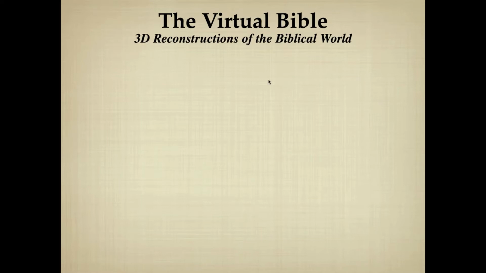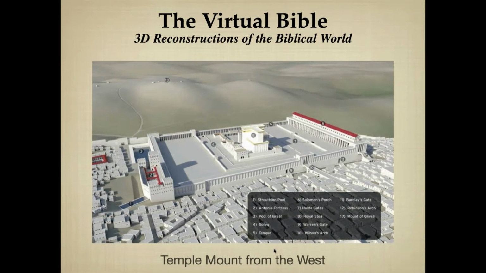This is another unique tool. This is called 3D Reconstructions of the Biblical World, and here's an example of it where they built this 3D reconstruction not only of the temple, but of the temple platform and the surrounding cities of Jerusalem. And this is the Temple Mount looking from the west to the east.